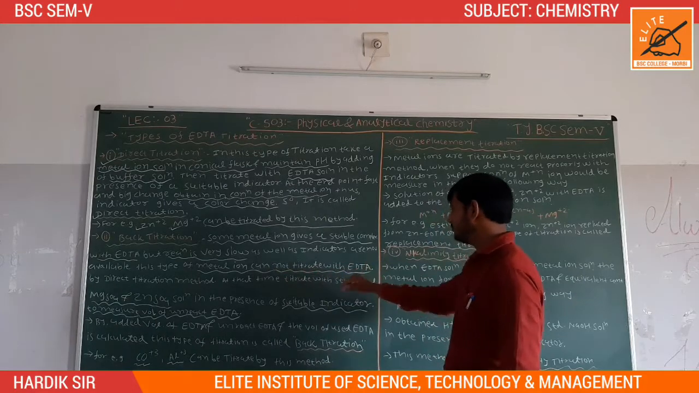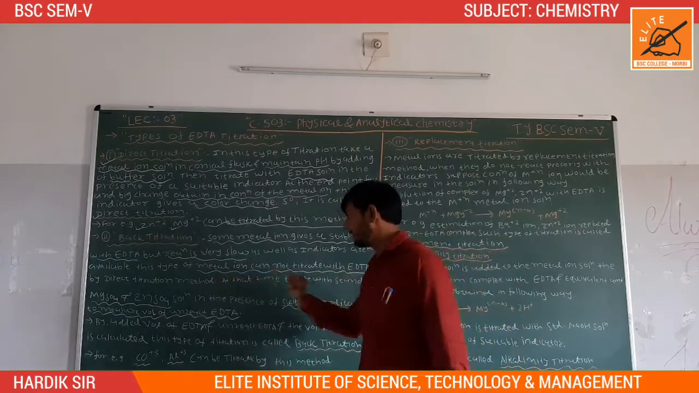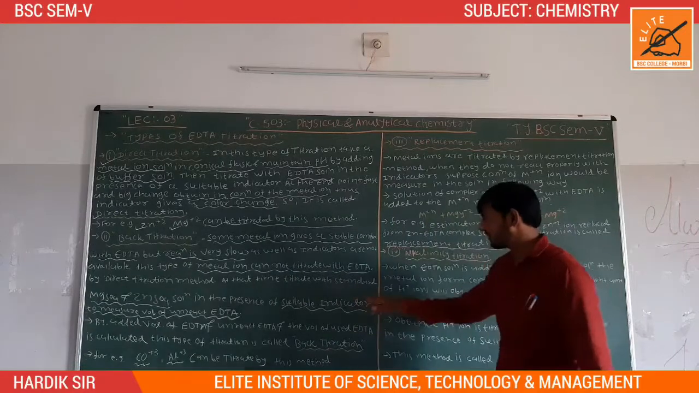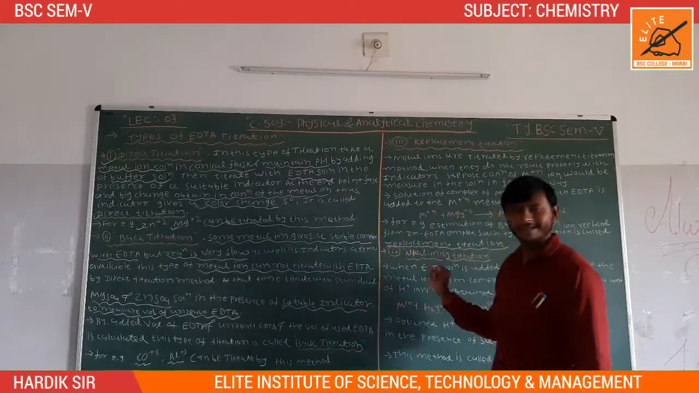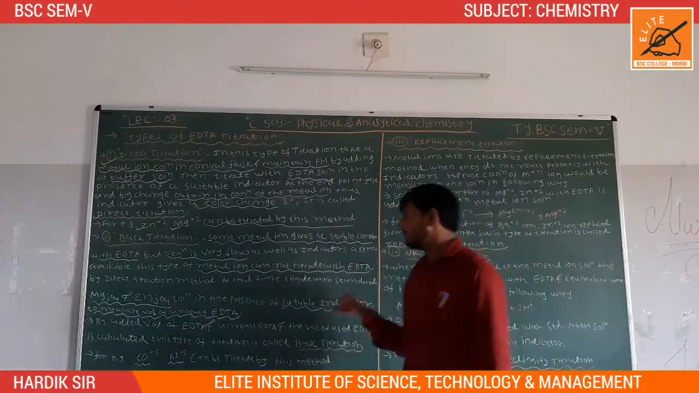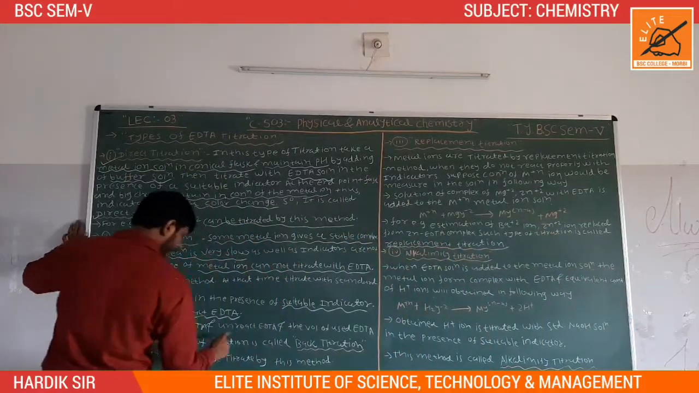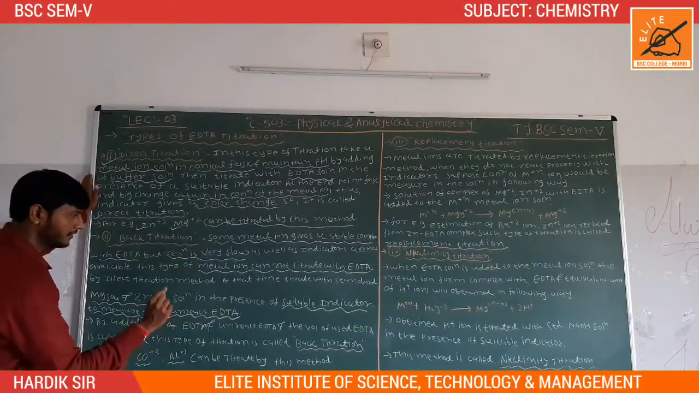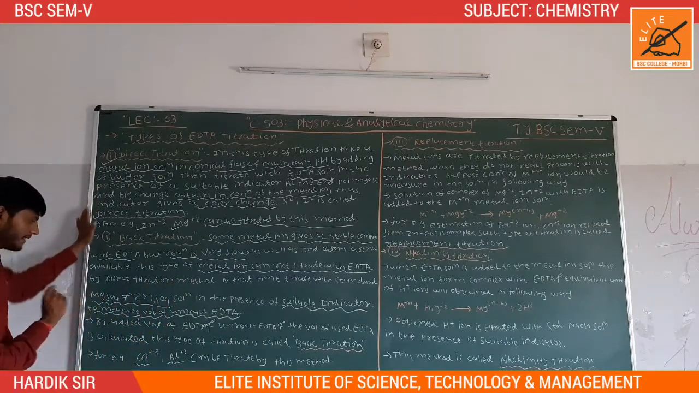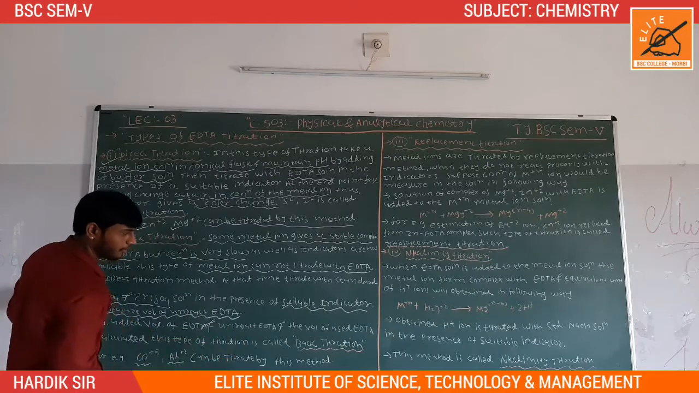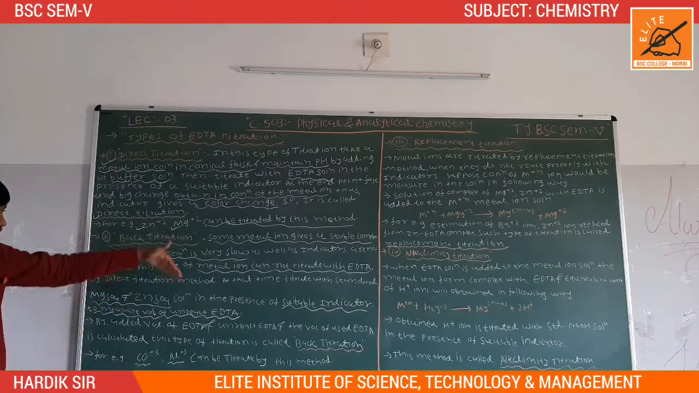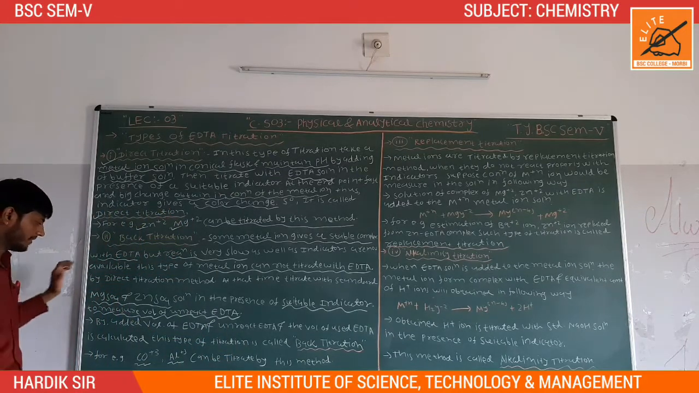So we will use the standard magnesium sulfate and zinc sulfate solution in the presence of a suitable indicator to measure the volume of unreacted EDTA. By adding the volume of EDTA and unreacted EDTA, the volume of used EDTA is calculated. This type of titration is called the back titration, and this type of method is called the back titration method.